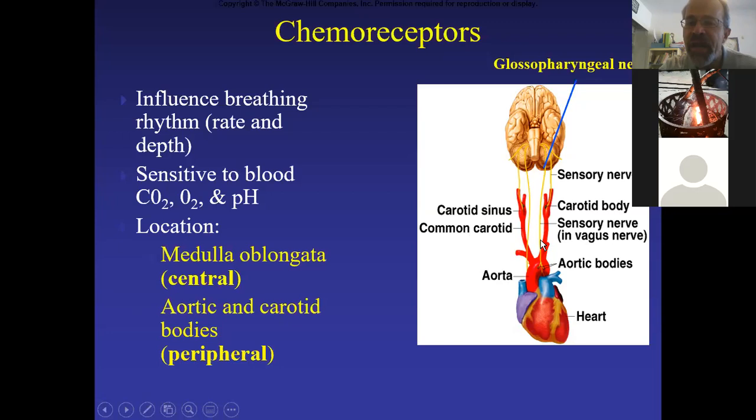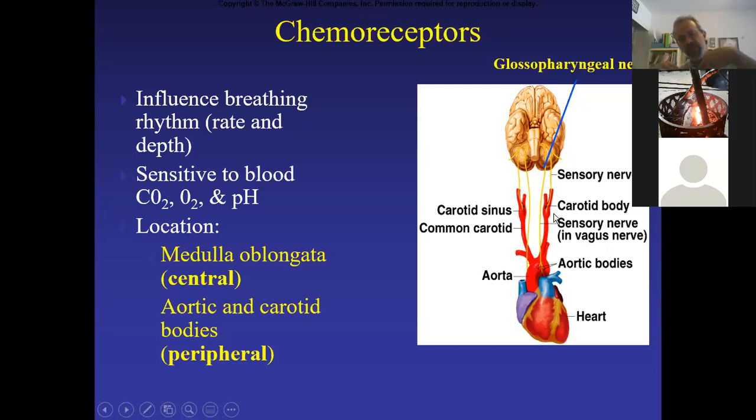The nerve that carries information from the aorta is the glossopharyngeal nerve, one of the cranial nerves. The nerve that carries information from the carotid body is, I'm sorry, my bad, I messed up here. The vagus nerve carries information from the aorta. The glossopharyngeal nerve carries information from the carotid. The arrow's a little bit off there. So glossopharyngeal from the carotid, vagus from the aorta.